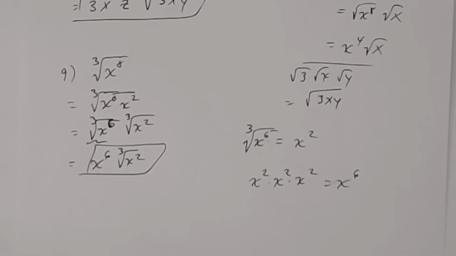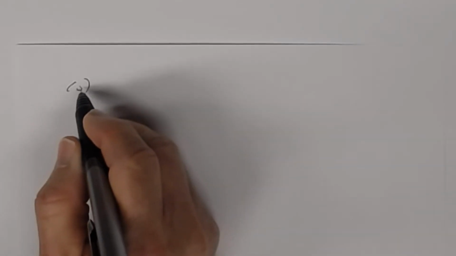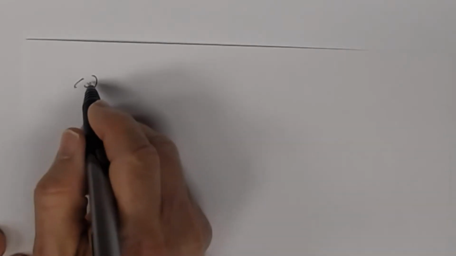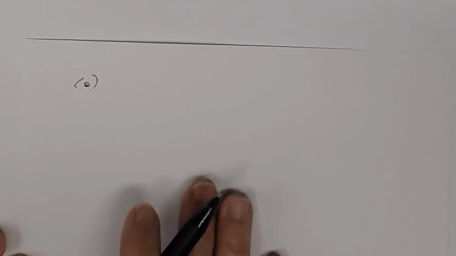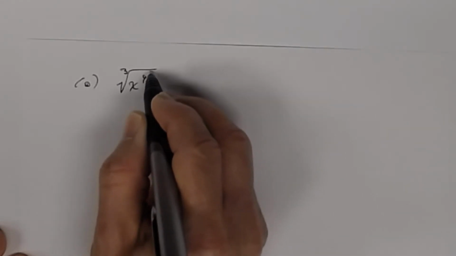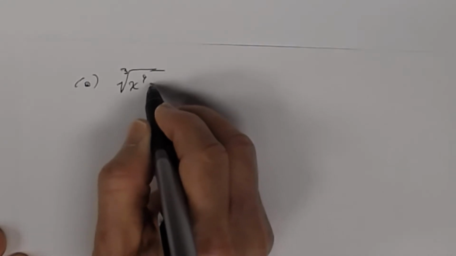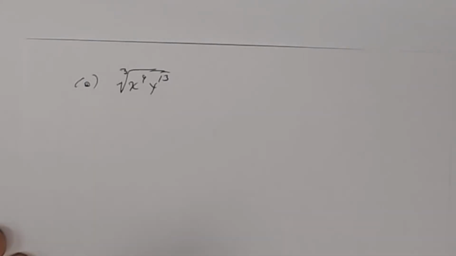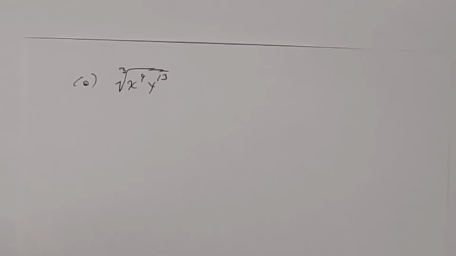All right, let's look at number 10. The more you do, the better you become at it. It's not a difficult process. Your thinking is not a difficult thing to deal with here. It's very easy. Cube root of x to the 9th, y to the 13th.